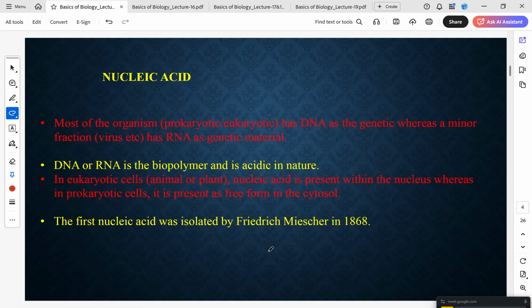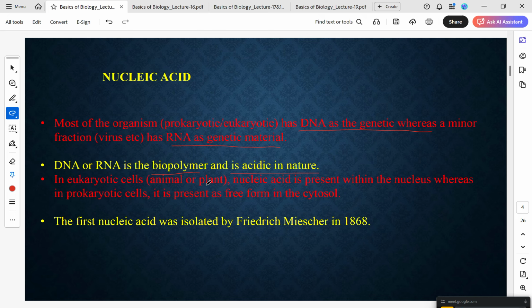Okay, so coming first to nucleic acids, which are used to store the genetic information. Most of the organisms have DNA as their genetic material, but there are certain viruses which have RNA as their genetic material. These viruses may have single-stranded RNA or double-stranded RNA depending on which type they are. Both DNA and RNA are biopolymers, and both of these are acidic in nature because of the constituents that they have.